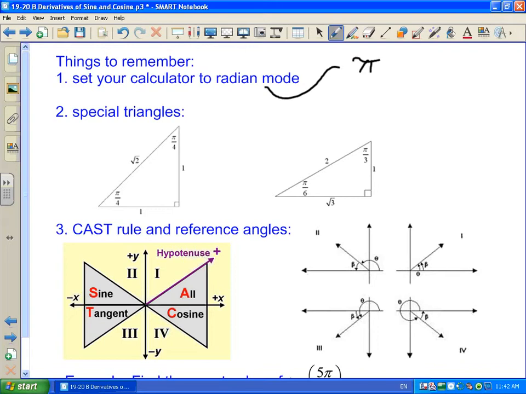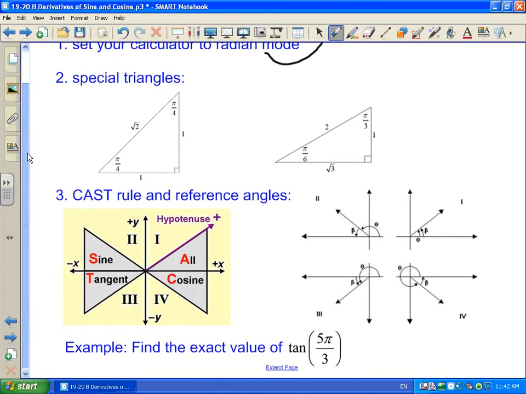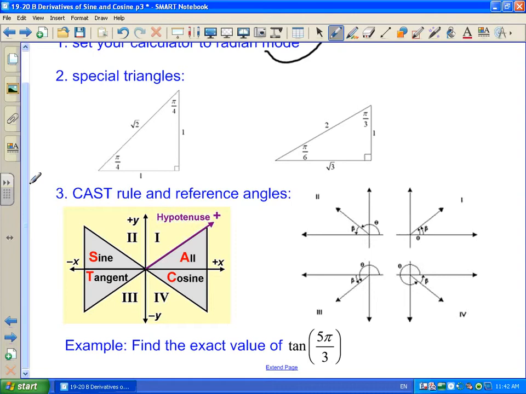You've got to remember these special triangles, 1, 1, root 2 and 1, 2, root 3, for our pi over 4, pi over 3, and pi over 6 angles, if it asks for an exact answer. There's the CAST rule that you started working with back in grade 11 that tells you the sign of each of these trig functions in each of the 4 quadrants. A lot of times you're working with reference angles and you have to apply the CAST rule to figure out the sign of your answer. So keep all of those things in mind as we go through these examples.